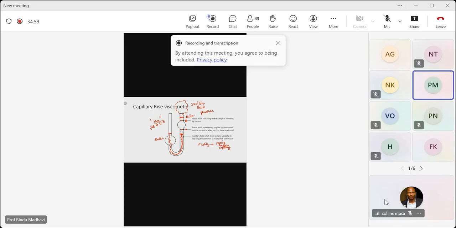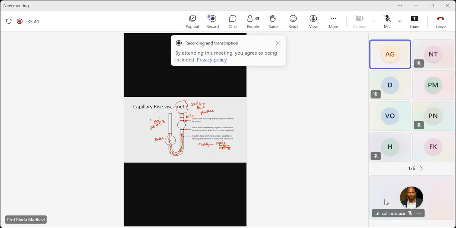The time taken by the liquid to fall between A and B is dependent on its viscosity. If the liquid is thick, it will take more time to pass through the capillary present below level B. If the liquid is thin or dilute, it will easily pass through the capillary and take less time to pass between A and B. Am I clear? Yes, Prof.